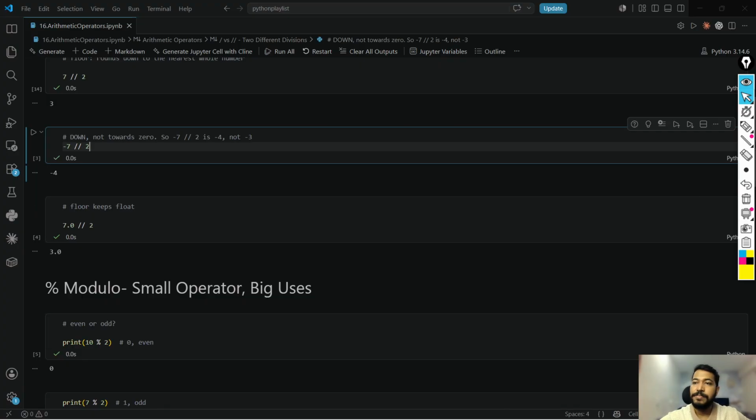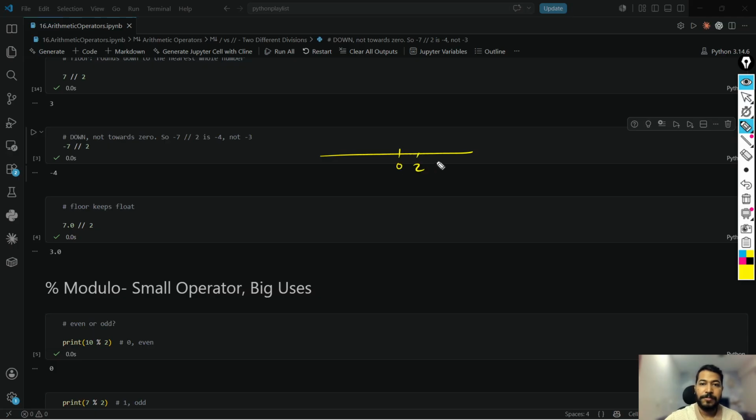So here, as a part of division, we are getting some number which is 3.5. We are following this direction only, whether it is a positive number or a negative number. So it's not that the nearest whole number will return -3. It will not happen. Since it is following that direction, it will return -4 as output. Hope these things are clear.